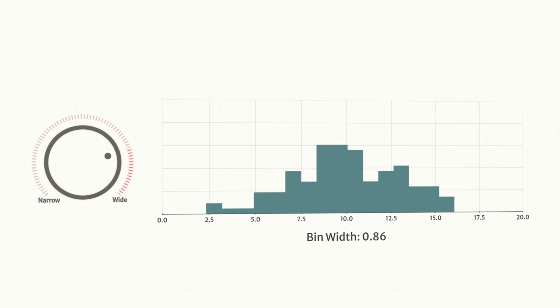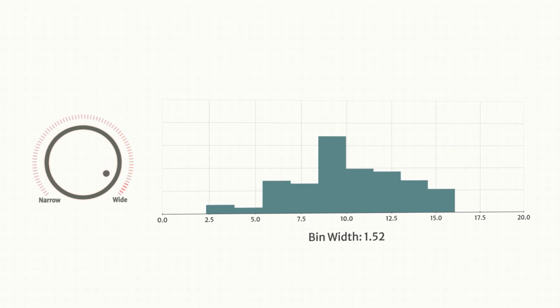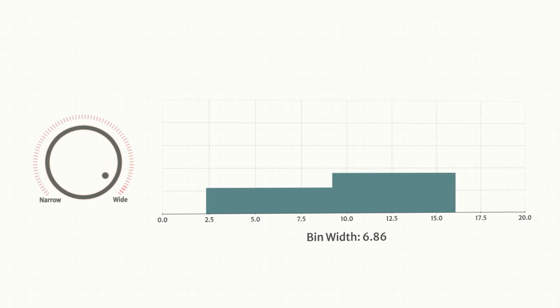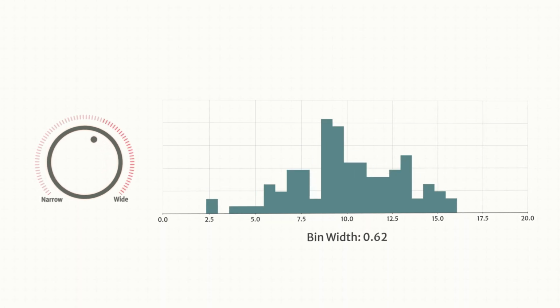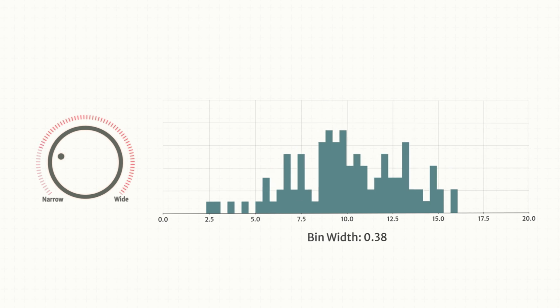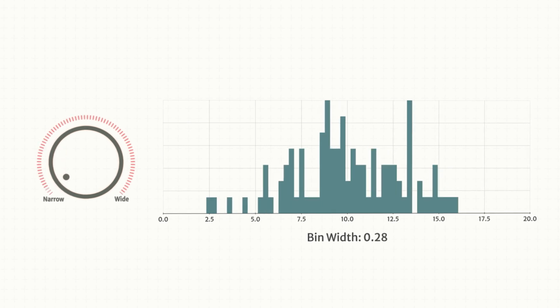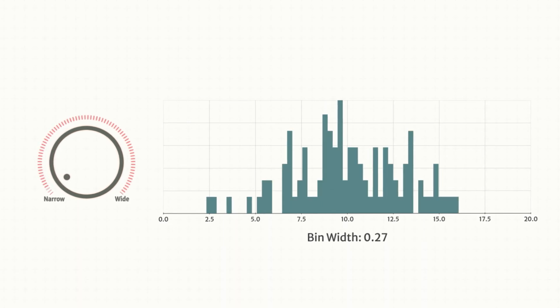If the bins are too wide, we'll end up with bars that squash all the juicy details together. On the flip side, if the bins are too narrow, we'll have gaping holes and disjointed blocks, and our story will be harder to decipher. It's a delicate balance we must strike.